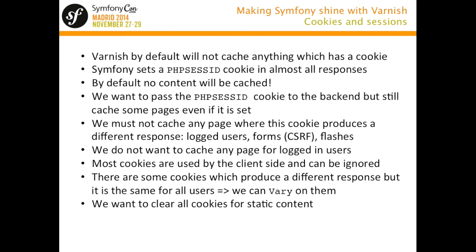And finally, there are some cookies, this is a really interesting thing, which produce a different response, but it's the same for many users. So for example, let's say you have a cookie which shows a newsletter box for users who haven't signed up for the newsletter, and doesn't show this newsletter box for users who have signed up for it. So there are just two versions of the web page. And a very intelligent thing to do is vary on them, because then you're telling Varnish that this page is mostly the same, it just has these two variations which you can store.